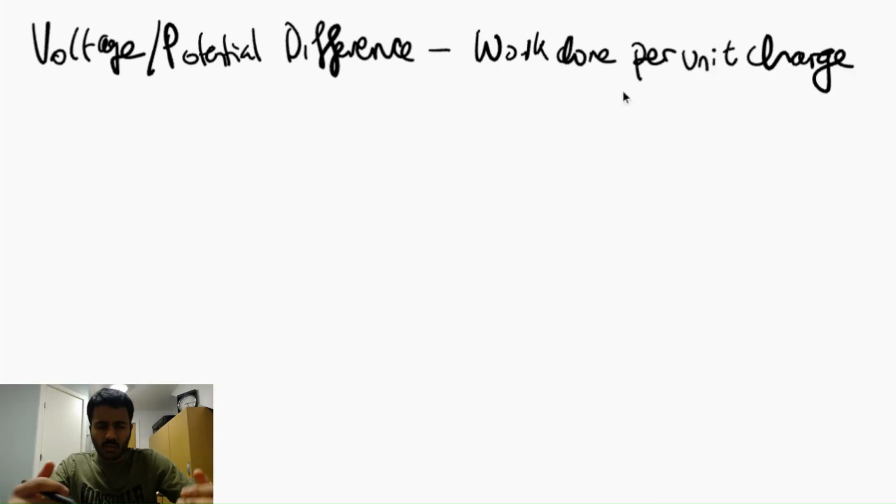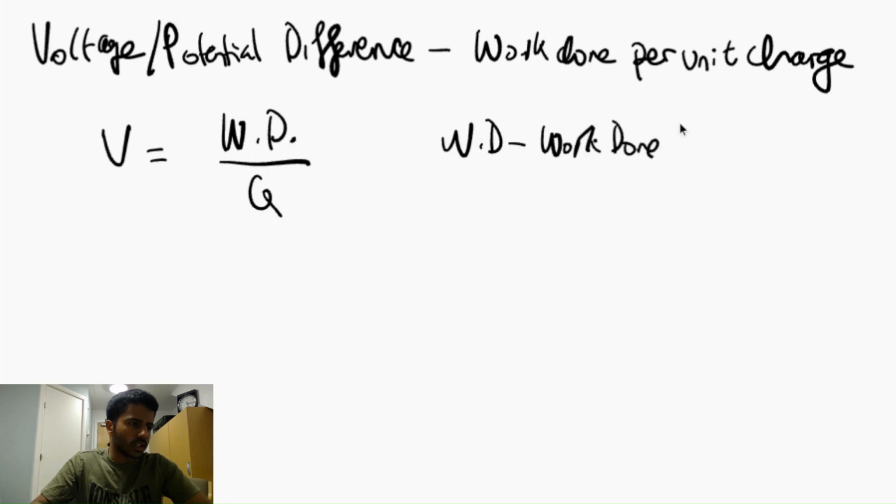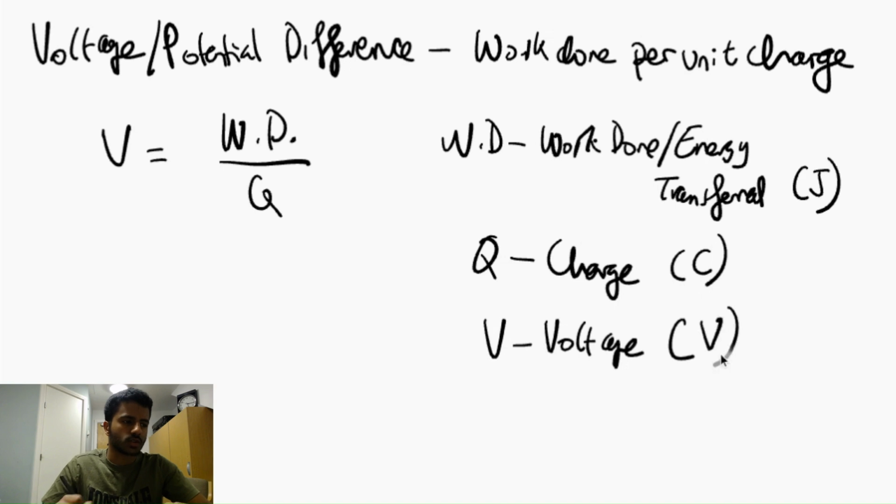And you can understand by this equation that the equation for voltage, which is denoted by the letter V, is equal to the work done, which I'm going to call WD, over Q, where WD is the work done or energy transferred in joules, Q is charge in coulombs, and V is the voltage or potential difference, and that's measured in volts, denoted by this V.